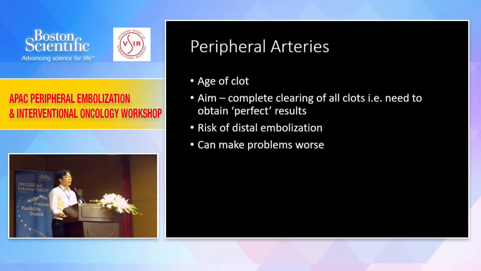For the peripheral arteries, we aim at the edge of the clot, and the aim is to clear everything. You need to get really perfect results as much as you can, although it comes with the risk of distal embolization, which can potentially make matters worse.